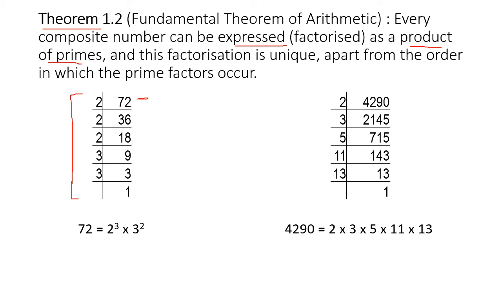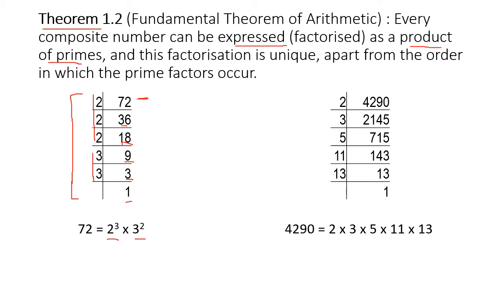So 72 divided by 2 gives me 36. 36 divided by 2 gives me 18. 18 divided by 2 gives me 9. Now 9 cannot be divided by 2, so 9 divided by 3: 3 threes are 9 and 3 ones are 3. So what are the factors of 72 you got? 2 into 2 into 2, that is 2 cube, and 3 into 3, that is 3 squared. So I have shown 72 as the product of primes: 2 into 2 into 2 into 3 into 3. That is 72.